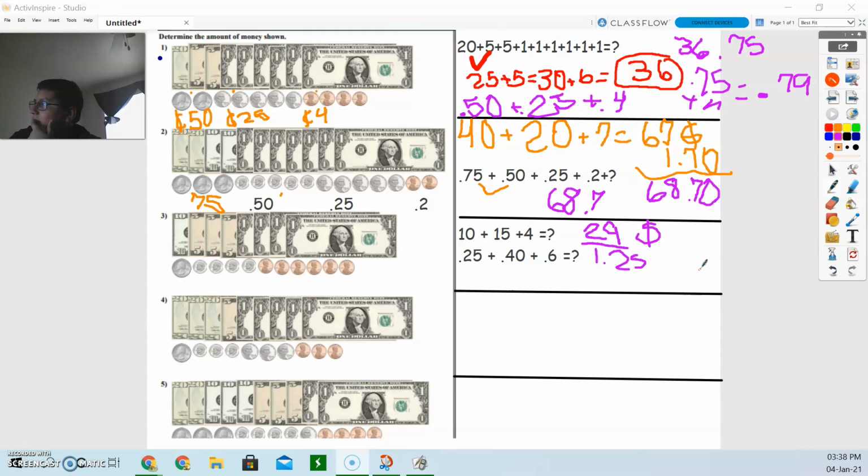Okay, now we're going to add those up in our calculator. So we have $29 without any points plus $1.25, and our total, as we can see here, is going to be 30.25.